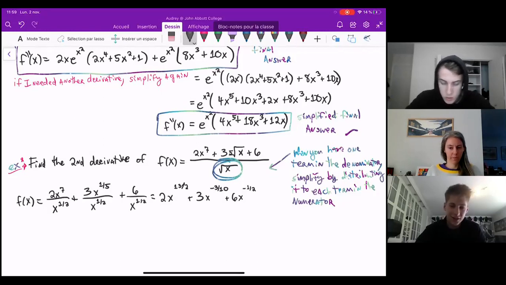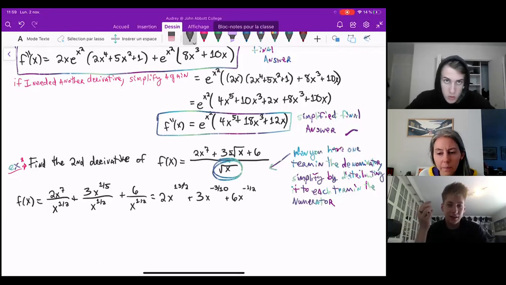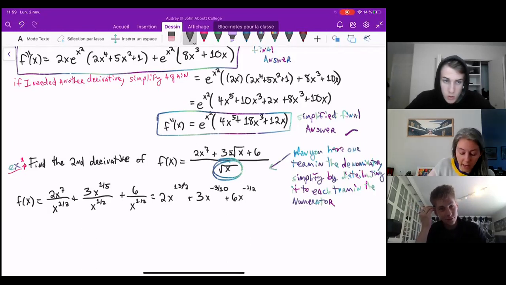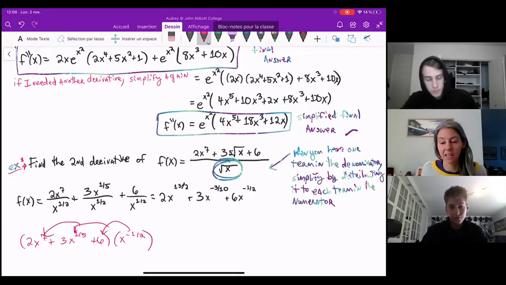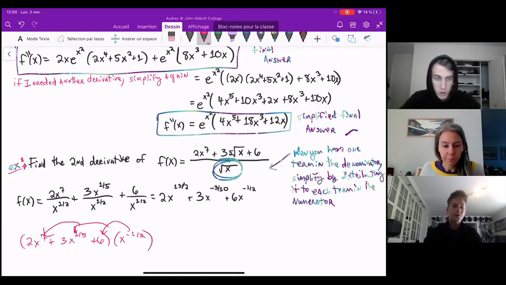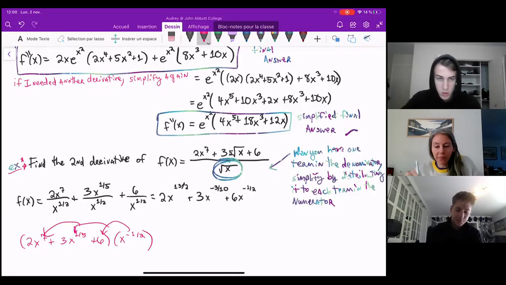Couldn't you have just brought the root x up and made it x to the -1/2? Ultimately, it becomes the exact same thing if you do that. Like, I'm going to write it like this. You would have 2x to the 7 plus 3x to the 1/5 plus 6 times x to the -1/2 that you're then distributing to the inside. And so ultimately, it's exactly the same thing. Okay. Yeah. All right, thank you. Yeah, because notice each one of them got that x to the -1/2.